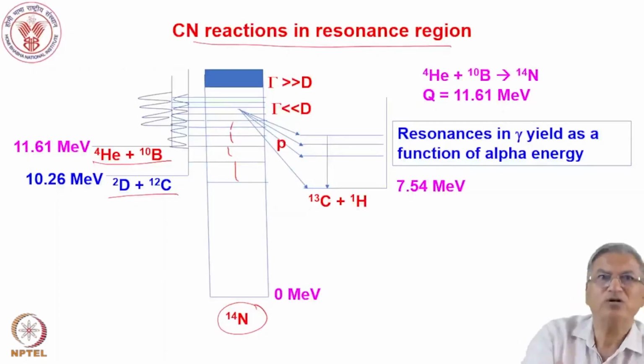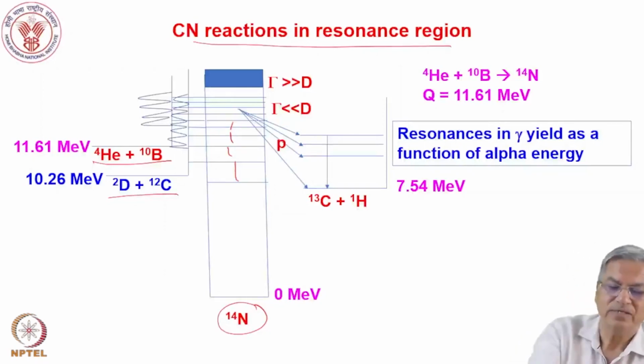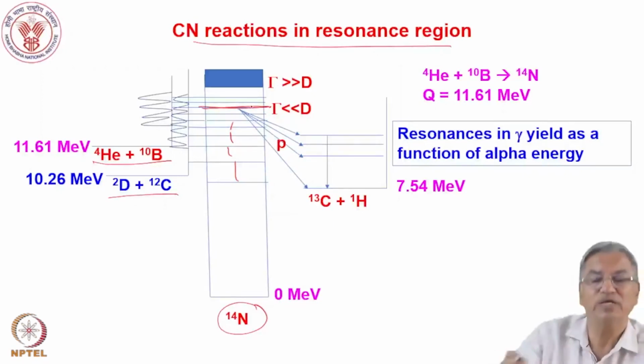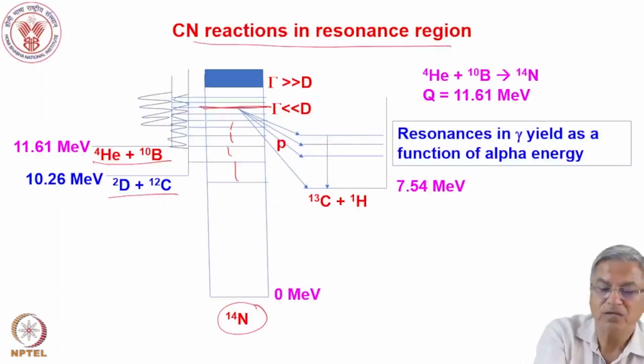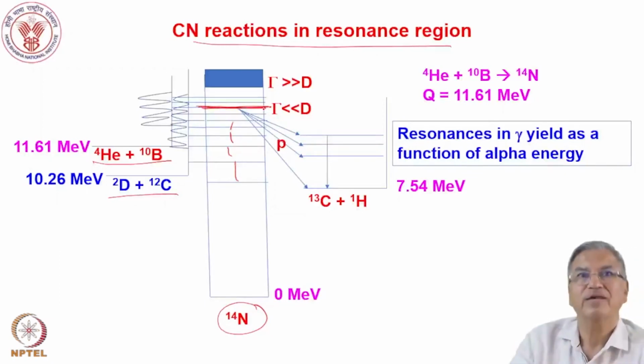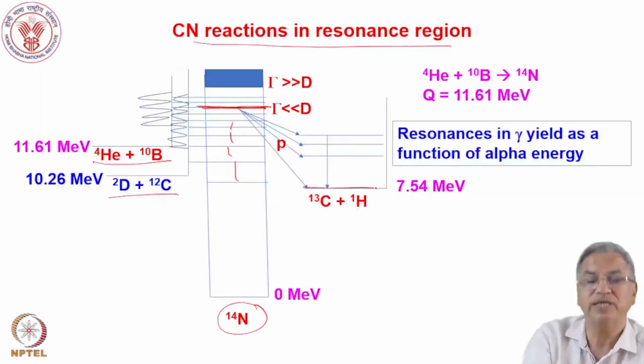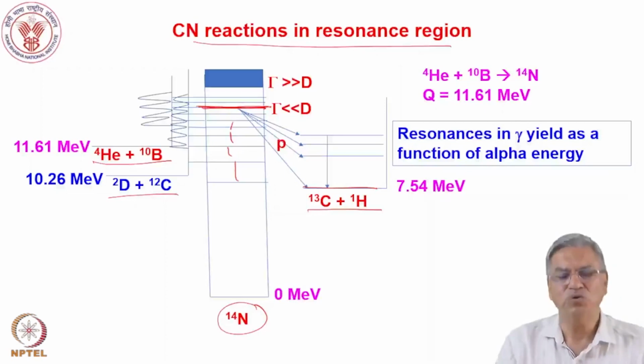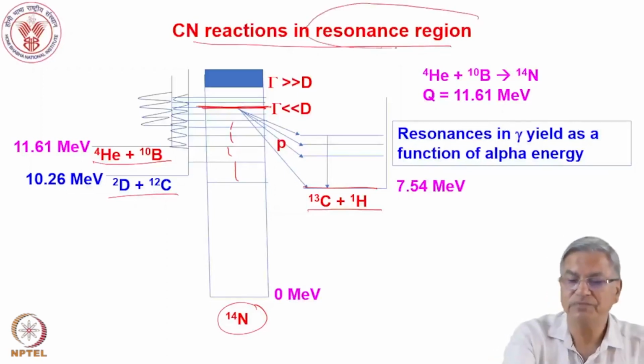So if you populate a compound nucleus when the excited states are discrete, well separated from each other, suppose you populate this state, then the subsequent decay of this excited compound nucleus will be governed by the width of this level and the available states in the product nucleus. So it can emit a proton to form carbon-13. So when you populate a compound nucleus in discrete states, we call it the resonance region.